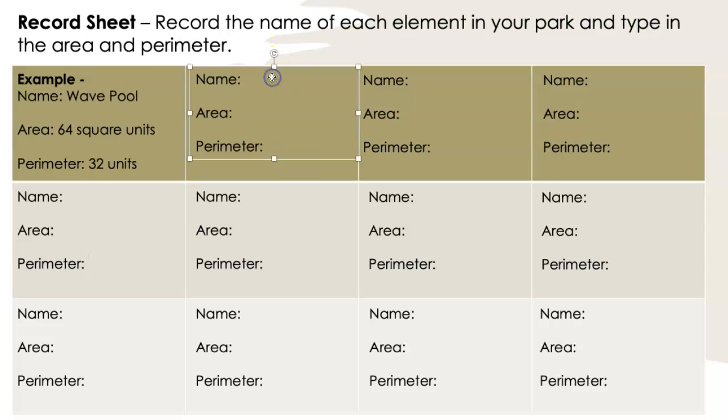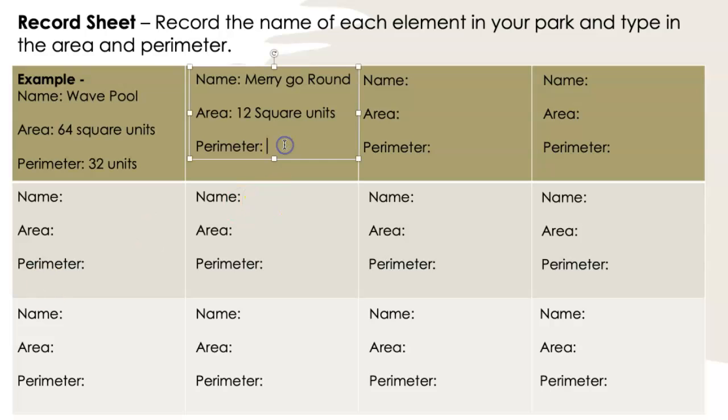And so if I go to the next page, I'm going to fill this in for every element that I use. So the merry-go-round is 12 square units. Maybe yours is feet or inches. You have to decide that. And then I can go back and I can add the perimeter. I have 4 plus 3 plus 4 plus 3, which equals 14. So my perimeter is 14 units.